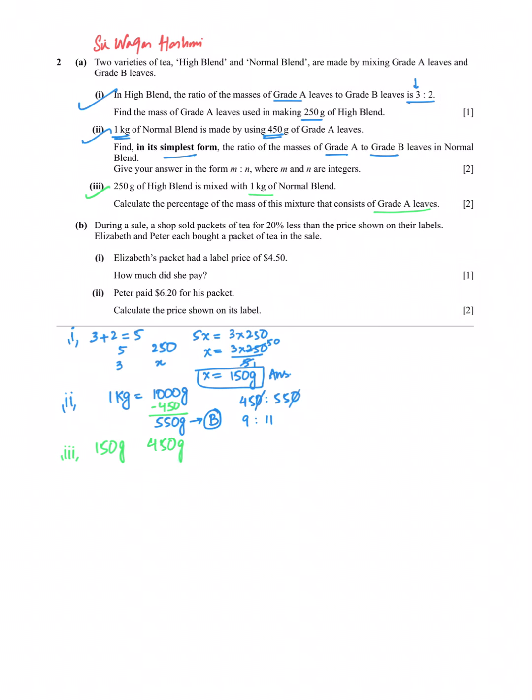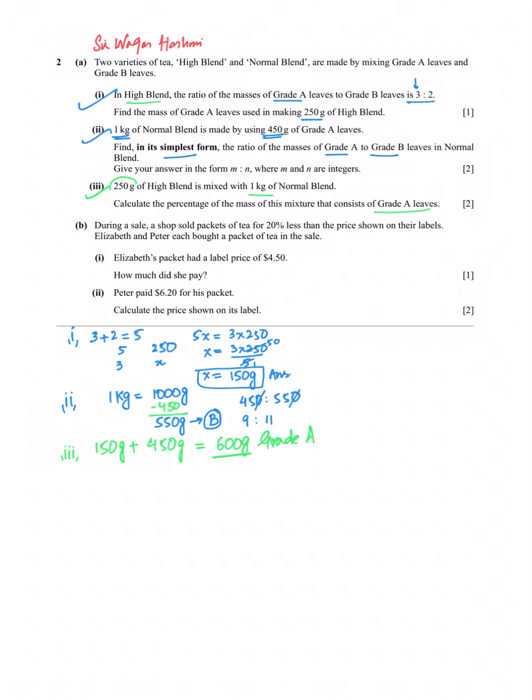Now these two masses are of grade A leaves in 250 grams of high blend and 1 kg of normal blend. So I will add them together. So I come to know that there is a total of 600 grams of grade A in both the mixtures, that is high blend and normal blend. Now it says calculate the percentage of the mass of this mixture that consists of grade A leaves. So it will be very easy now. We need to divide the amount of grade A by the total.